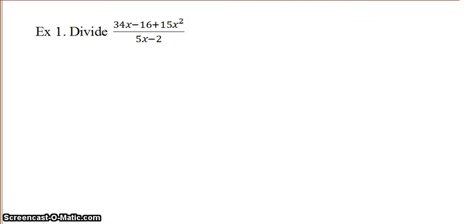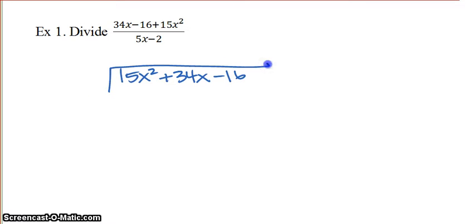Okay, so we're going to divide. We know that we need to put the top one on the inside, but I want to put it in order from x squared down to the x, then just the number, so it's descending power order. So I'm going to write 15x squared first, and then plus 34x minus 16. And then I put 5x minus 2 out on the outside.